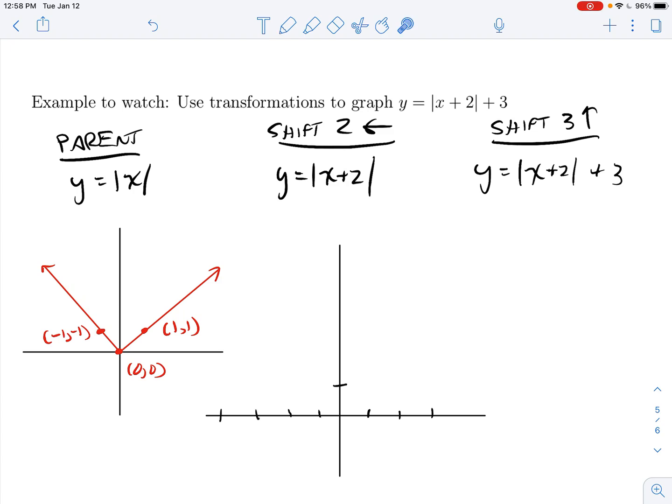So what I recommend is shift the individual points, then redraw the graph. We had a point at 1, 1. Where will that point go if we shift 2 units to the left? The point that was at 1, 1 will go to -1, 1.